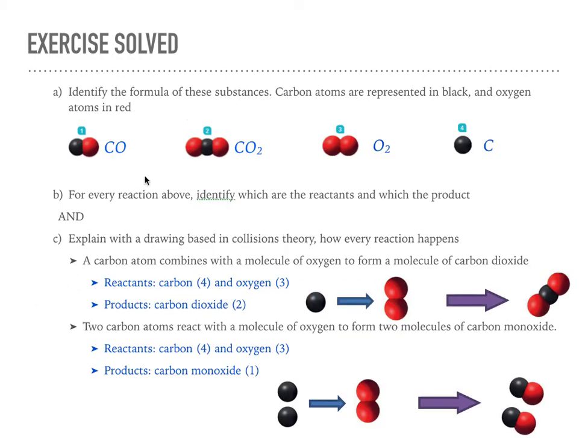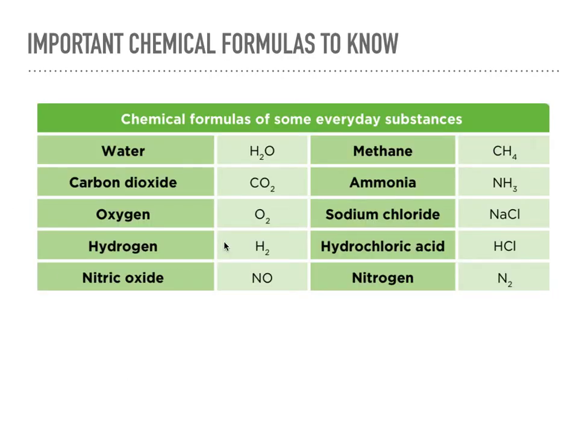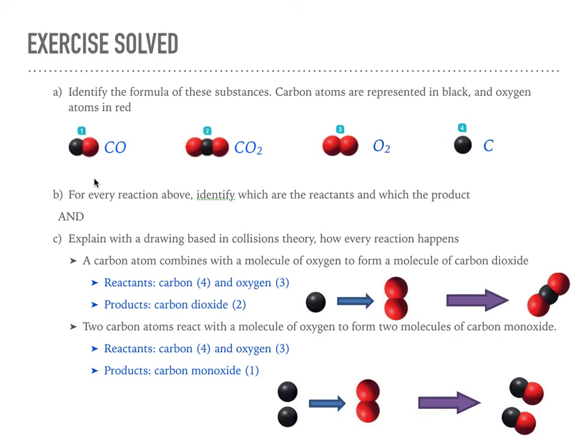So here, if I identify all the formulae, I can see if carbon is black and oxygen is red, this is CO because it's just this, and this is 2 oxygens and 1 carbon, this is CO2, carbon dioxide, this one here. This is also toxic, I have to tell you. Oxygen, 2 atoms of oxygen, that's a molecule of oxygen, and 1 atom of carbon, this is carbon.